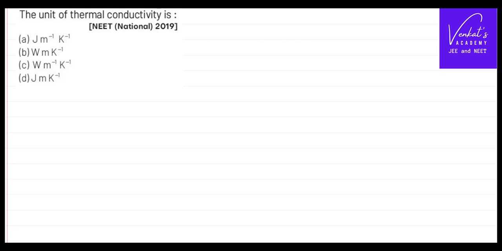Here in this video, we would like to find out the unit of coefficient of thermal conductivity. So first of all, we shall understand what thermal conductivity is, right? Let us consider a solid material, and heat has to pass through this solid material.